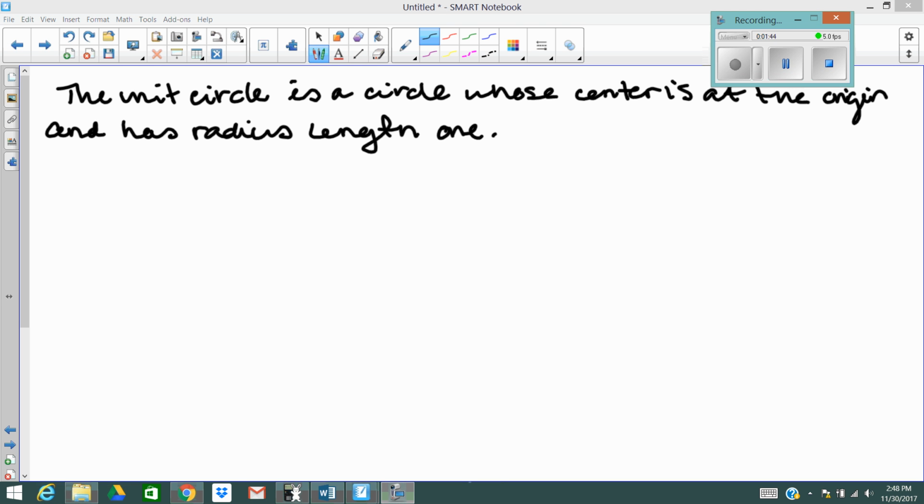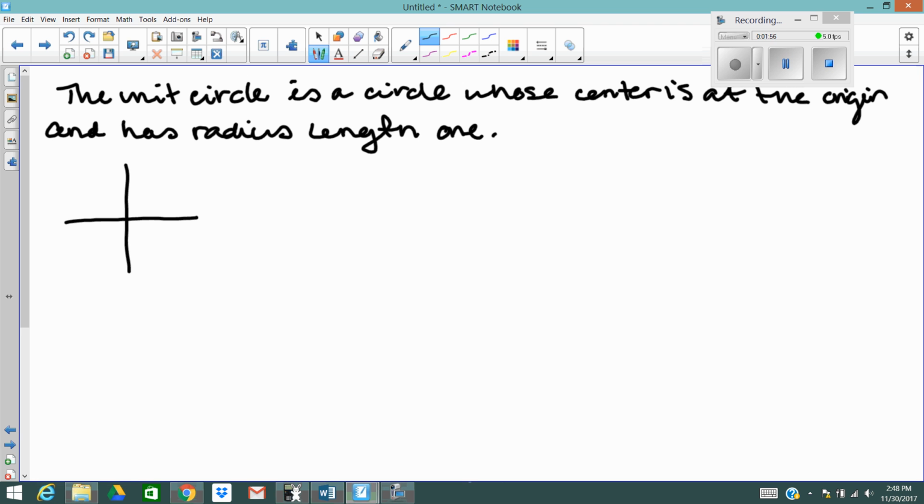That's better. So, radius of length 1, which is why it's called the unit circle. So, if we have a coordinate plane, we have our origin. If I go 1 unit to the right, 1 unit up, 1 unit to the left, 1 unit down, that is my unit circle.